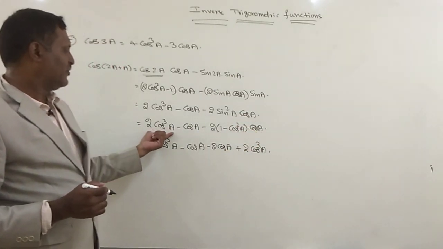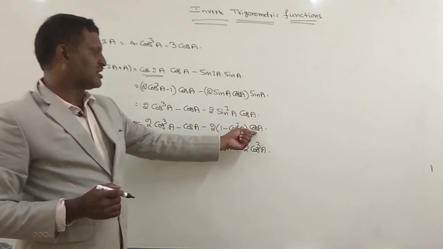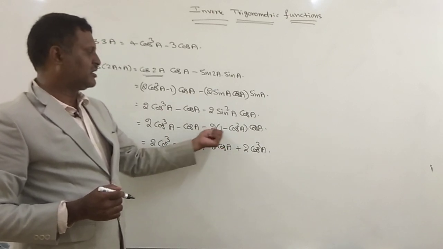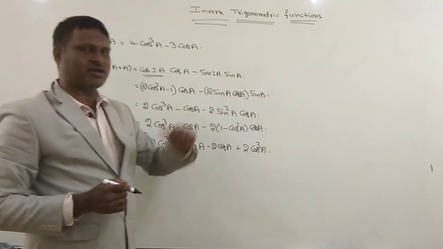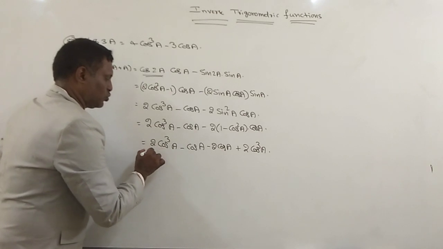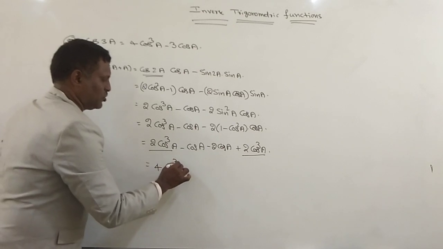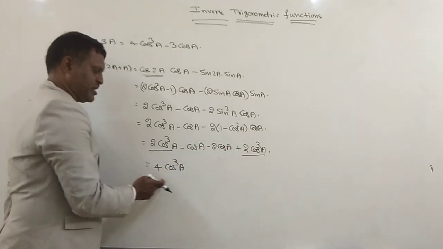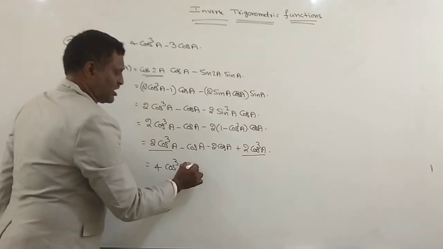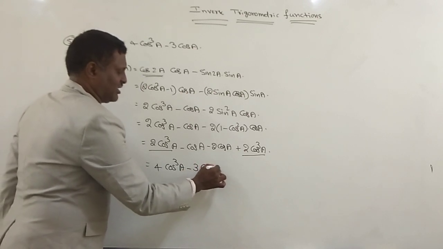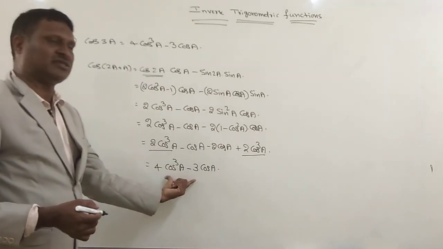Now simplification. First 2 terms as it is I have written, minus 2 into 1 minus 2, cos a multiple written as it is, minus into minus become plus, 2 multiple as it is, cos square a into cos a we can write cos cube a. Now addition. 2 cos cube a plus 2 cos cube a we can write it as 4 cos cube a, minus cos a minus 2 cos a we can write minus 3 cos a. So we have a formula, cos 3a we can write 4 cos cube a minus 3 cos a.